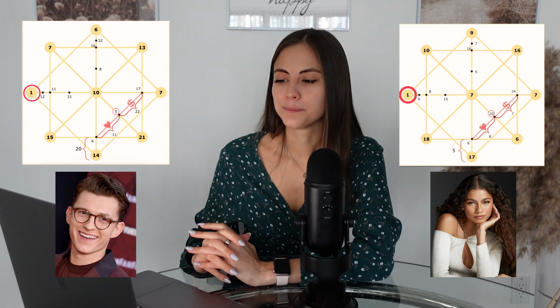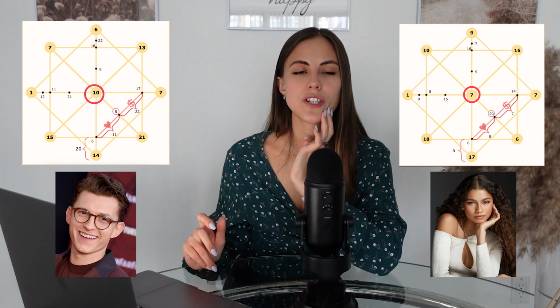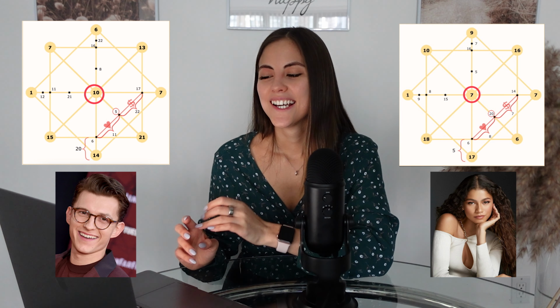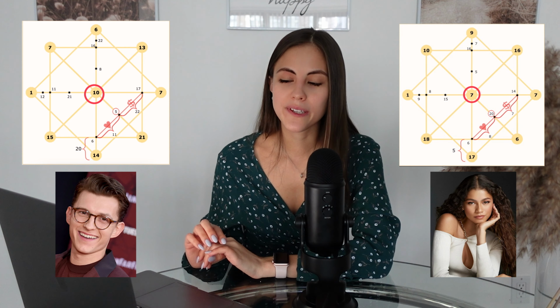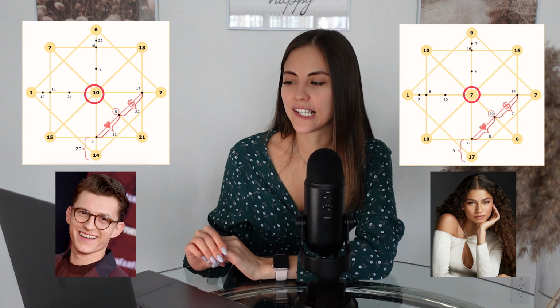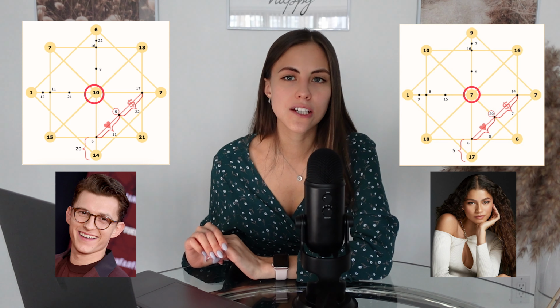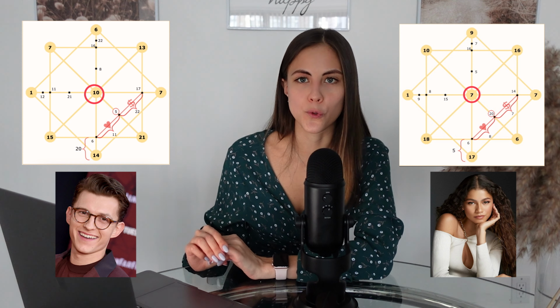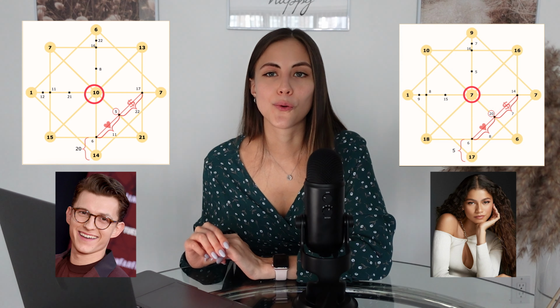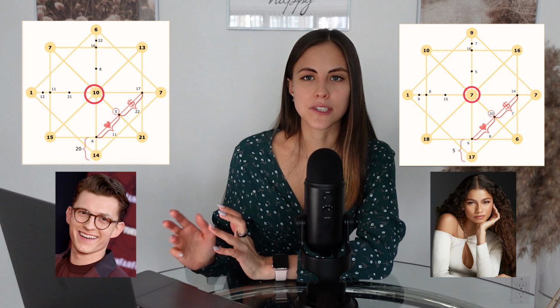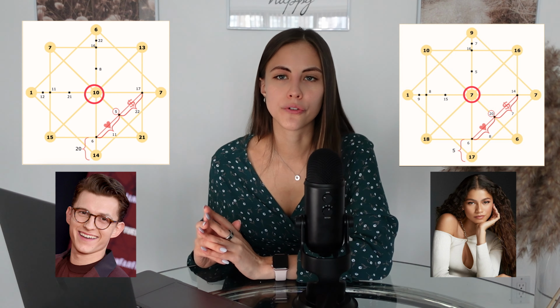When it comes to the inside energy, their inside behavior traits, who are they? So when we look at Tom, he has energy number 10, and Zendaya has energy number 7. Energy number 10 is called the Wheel of Fortune, and for Zendaya, it's called the Chariot, or sometimes I call it the Warrior. For Zendaya, the energy number 7 is a leadership energy.